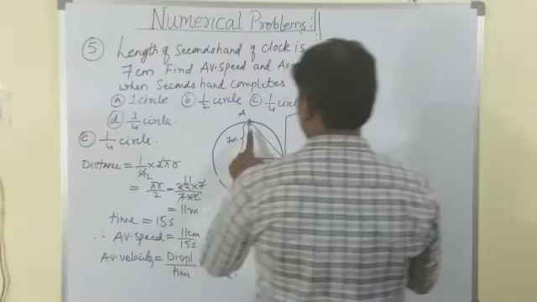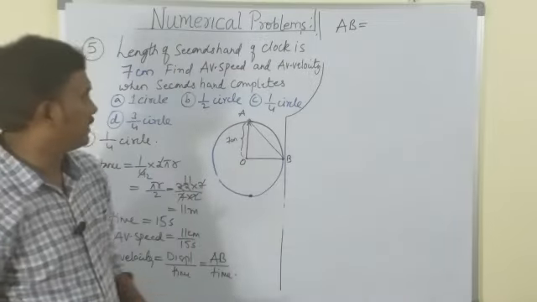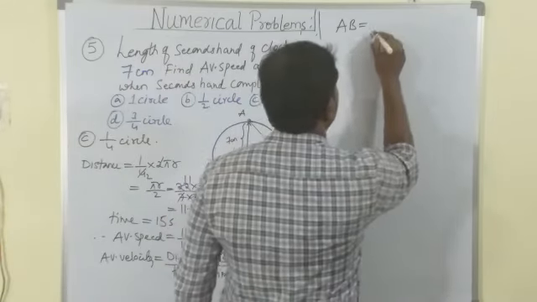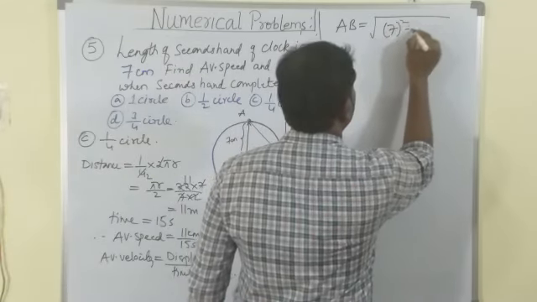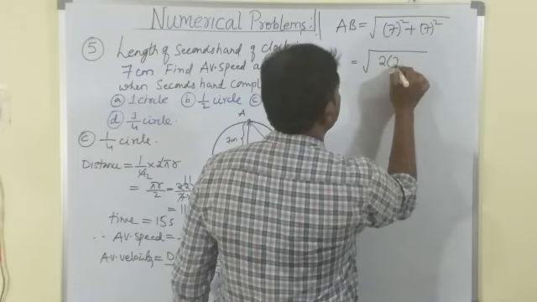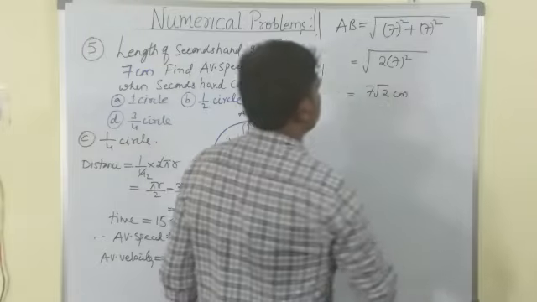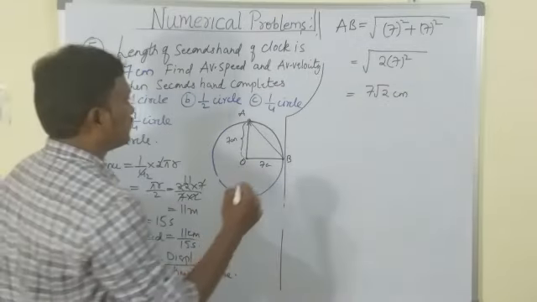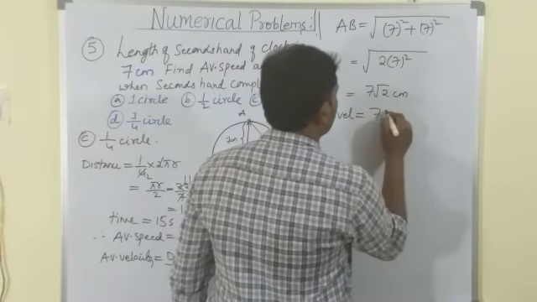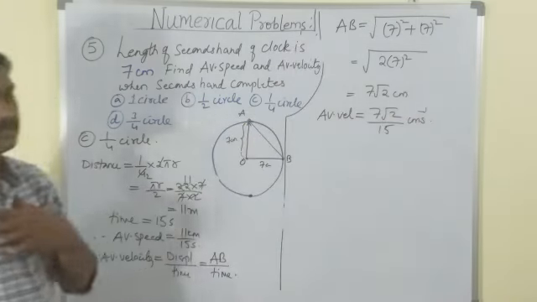So, how do you calculate AB? I am going to make use of Pythagoras theorem. We already know this is 7 and this is 7 centimeters. So, under root 7 square plus 7 square. So, under root 2 times 7 square, and you are getting 7 under root 2 centimeters. That is AB. Okay, and average velocity is 7 under root 2 by 15 centimeter per second. This is the average velocity.